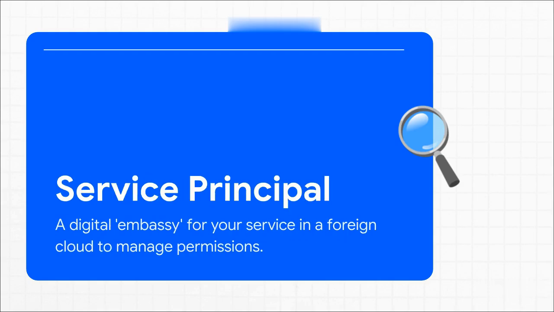Next up is the service principal. Now, this is a really clever idea. It's kind of like setting up an embassy in a foreign country. You create this digital representative over in Cloud B before anything happens. It basically sits there and tells Cloud B, hey, just so you know, a service from Cloud A with this specific identity is going to come knocking. It's legit, and here's a list of exactly what it's allowed to do.